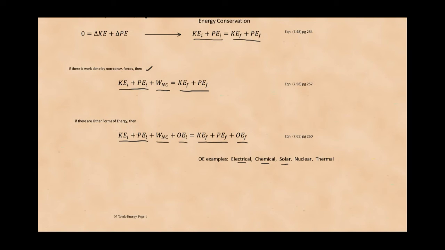You can have solar energy in a problem. Radiation from the sun hits a solar panel, generates electricity. That can add energy to a system. Nuclear energy, you can have a nuclear process heating up water, causes it to boil, which turns turbines, generates electricity.